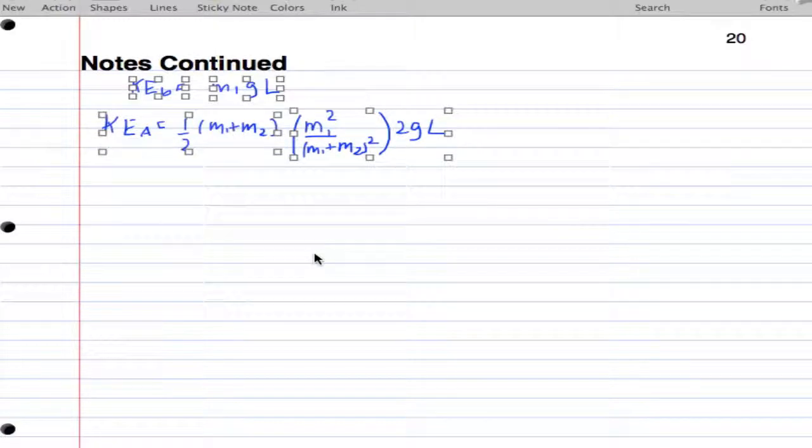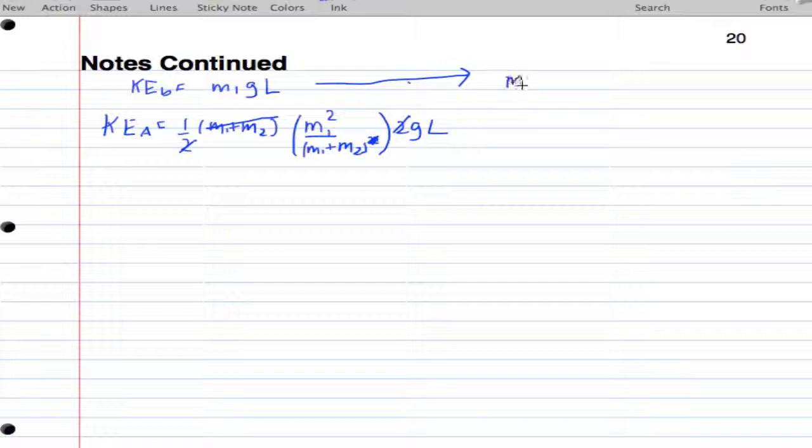Let's put these up here, because they're going to want us to actually simplify this. So here we go. I'm going to simplify this kinetic energy after. First, I know that this cancels. Excellent. One of them cancels, and the 2 cancels. And let's see if we can find some kind of common denominator. So KE before, let me go ahead and write that also as m1 plus m2 over m1 plus m2 times m1 gL.